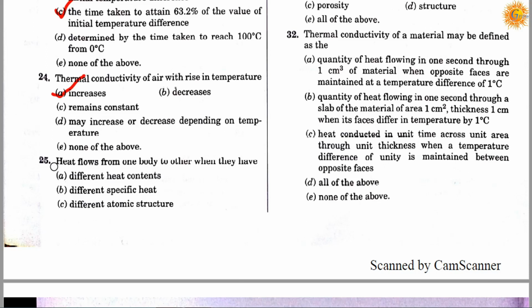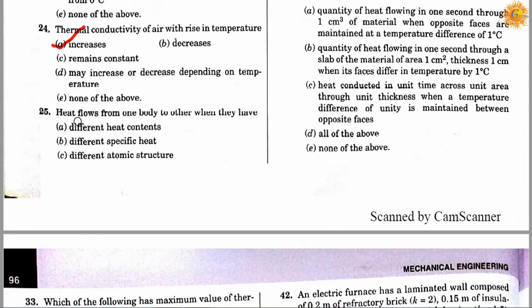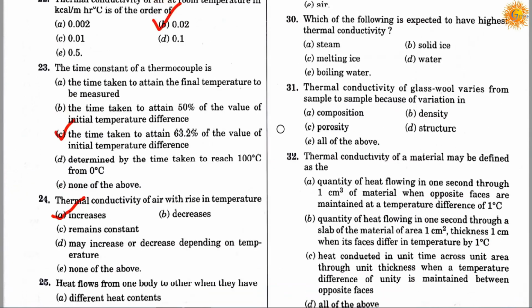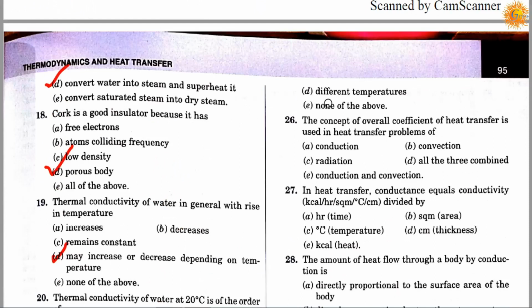Question number 25. Heat flows from one body to other when they have, option A, different heat contents, option B, different specific heat, option C, different atomic structure, option D, different temperatures, and option E, none of the above.